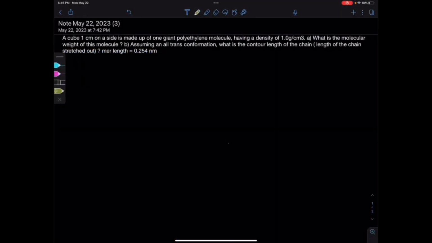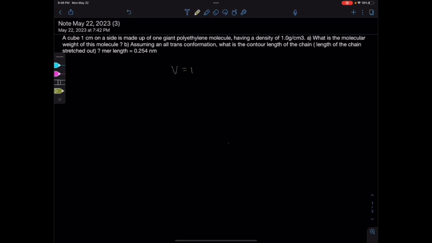A cube 1 centimeter on a side is made up of one giant polyethylene molecule having a density of 1.0 gram per centimeter cube. What is the molecular weight of this molecule? Assuming an all-trans conformation, what is the contour length of the chain? Length of the chain stretched out. Mer length is 0.254 nanometers.